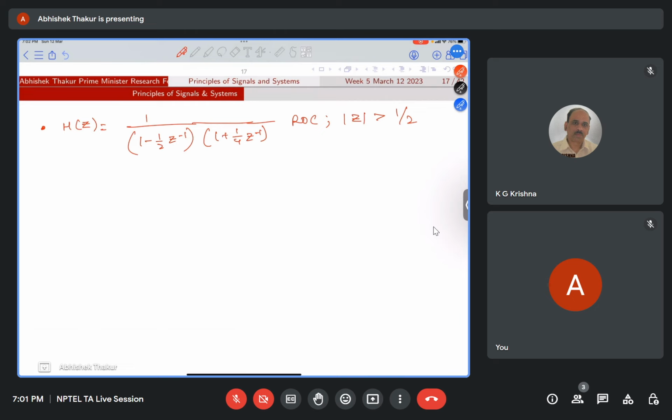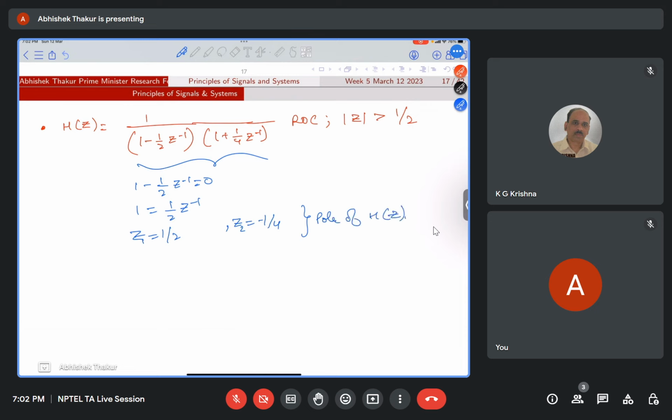So for this question, if we have to discuss whether the system is stable and causal, what we will see is, when finding the poles here, we can equate both parts to 0. So it will be 1 minus half z inverse equal to 0. So we'll get z is equal to half. And from here we will get z is equal to minus 4. These two are the poles of H(z).